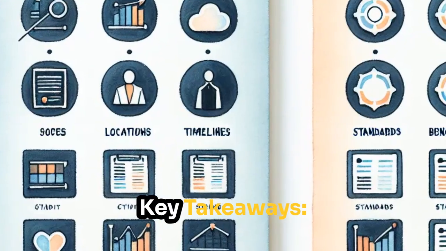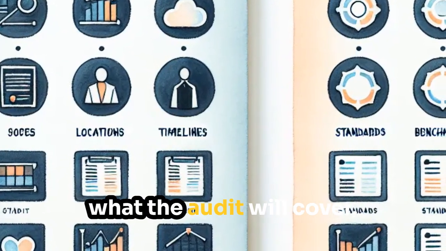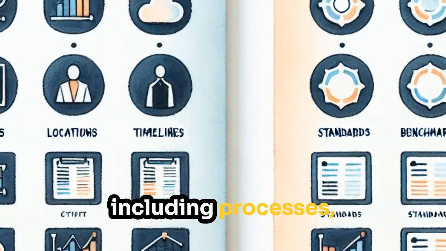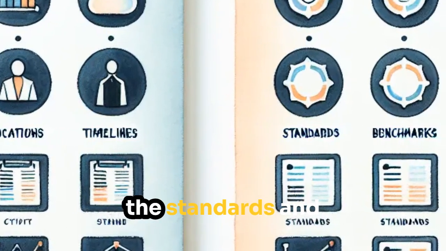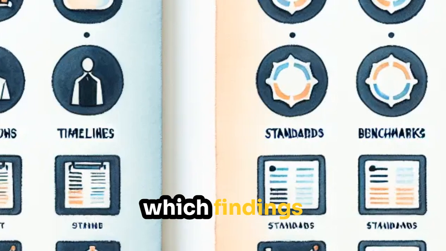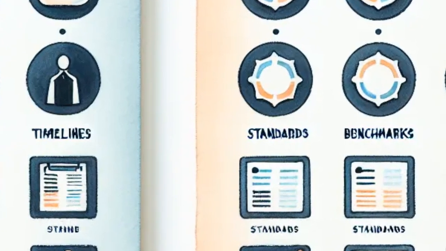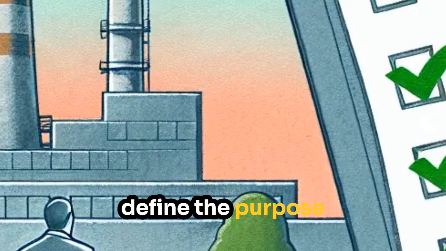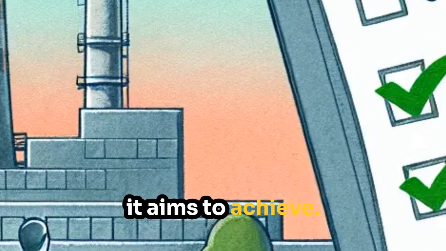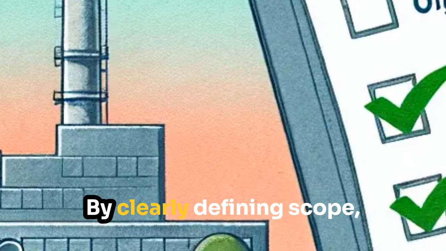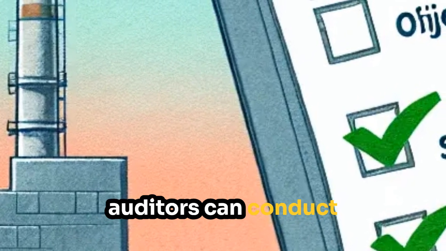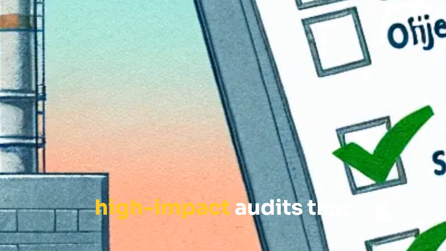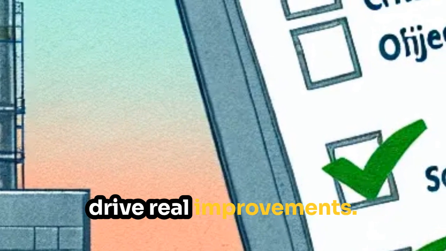Key takeaways. Audit scope defines what the audit will cover, including processes, locations, and timelines. Audit criteria are the standards and benchmarks against which findings are evaluated. Audit objectives define the purpose of the audit and what it aims to achieve. By clearly defining scope, criteria, and objectives, auditors can conduct structured, relevant, and high-impact audits that drive real improvements.